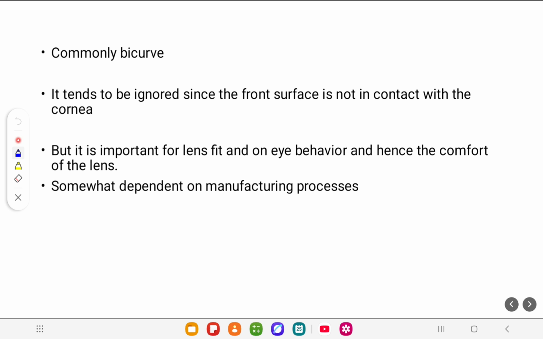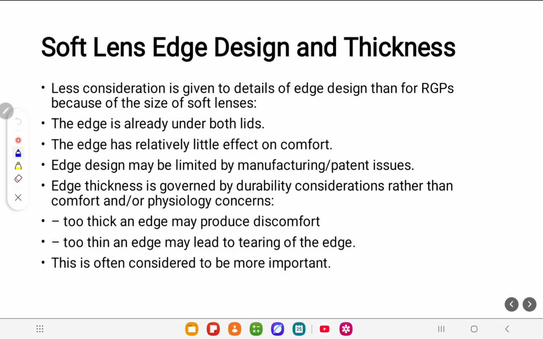Yes, so it's very important that the front surface is a behavioral thing, a lens fitting thing, because it will interact with the upper lid. And another thing, the front surface is more prone to deposits. Yes, it's also important for the deposits, somewhat depending on the manufacturing processing. So soft lens edge designs and thickness, I have already talked about it, and I'll definitely talk about it.